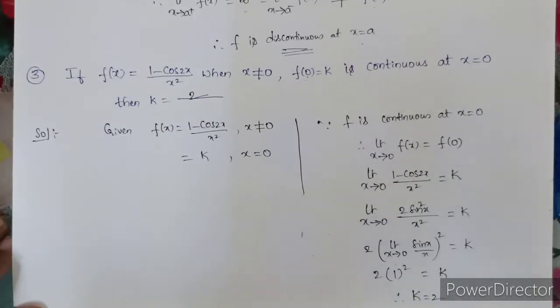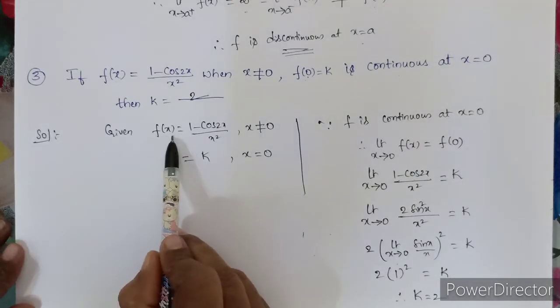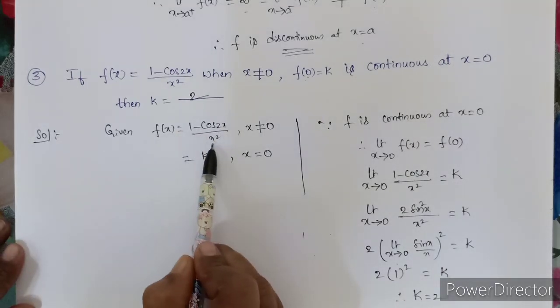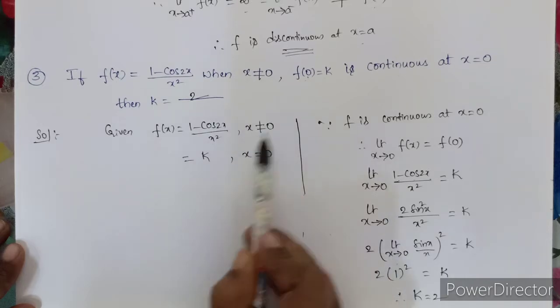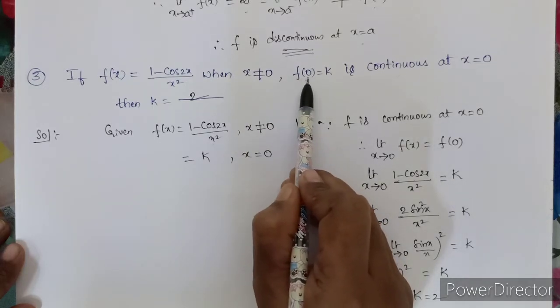Once again I repeat, given f of x is equal to 1 minus cos 2x by x square when x is not equal to 0. When x equal to 0, f of x is equal to k.